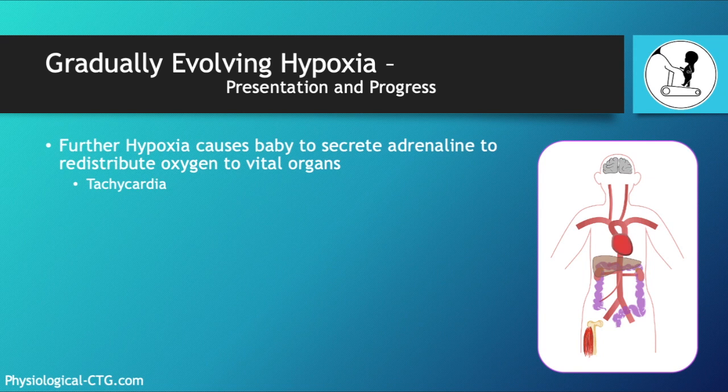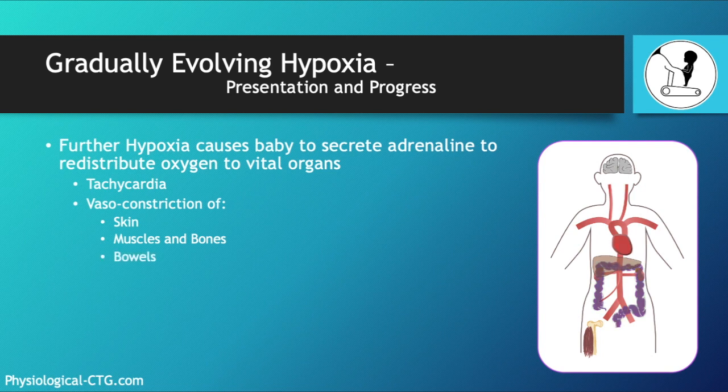Redistribution is not an all or none process. It is a gradual process that occurs over time. The fetus will sacrifice its peripheral tissue in order of least to more important organs. So starting from vasoconstriction affecting the skin, followed by muscles and bones, followed by bowel, kidneys, liver.